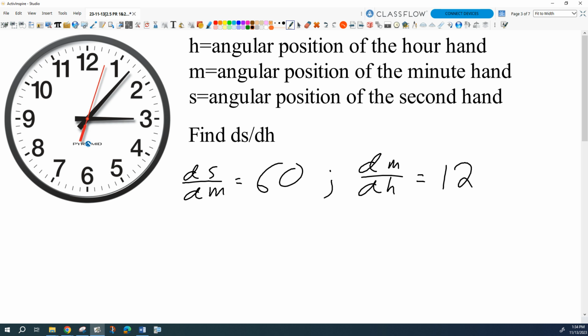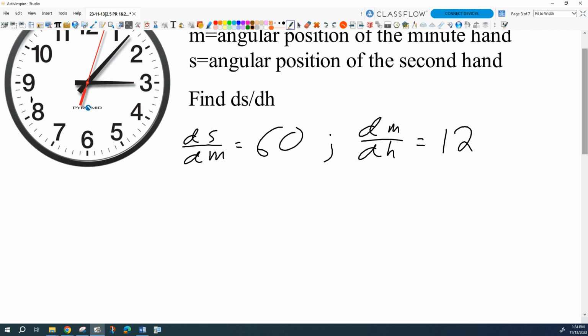I mean, this would have been a lot easier about 30 years ago before we had digital clocks. People would have gotten this a lot more easily, right? If the minute hand goes around once completely, the hour hand's only gone to there, right? It's only gone 1/12 of the way, okay? Make sense? Okay, so now we can answer our big question, ds/dh.